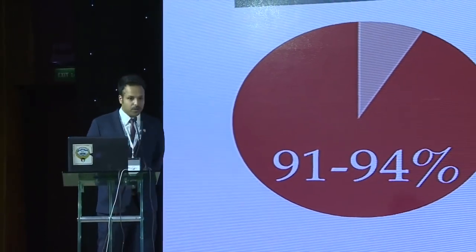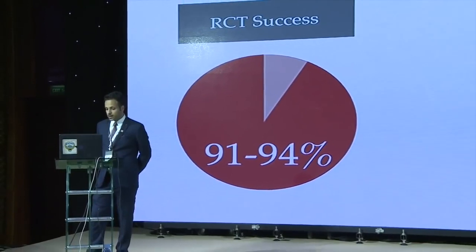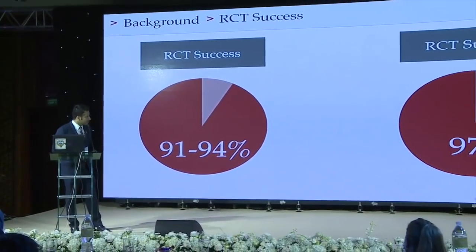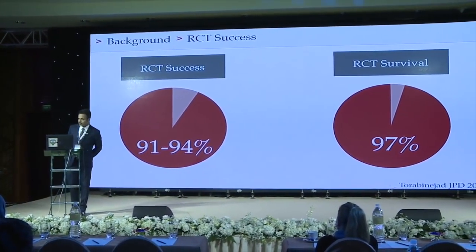But before I do that, I'd like to spend some time speaking on the success rate of initial root canal treatments. And this is data that came from probably 3 to 4 decades. There's no question about it. The success rate of the primary root canal treatments is in the 91–94% range, whereas the root canal treatment survival rate is 97%.